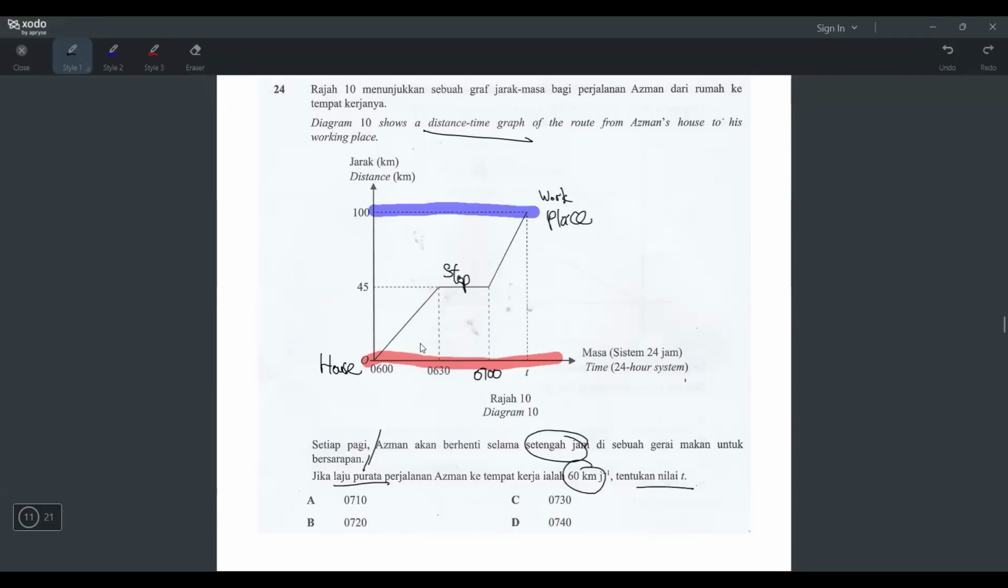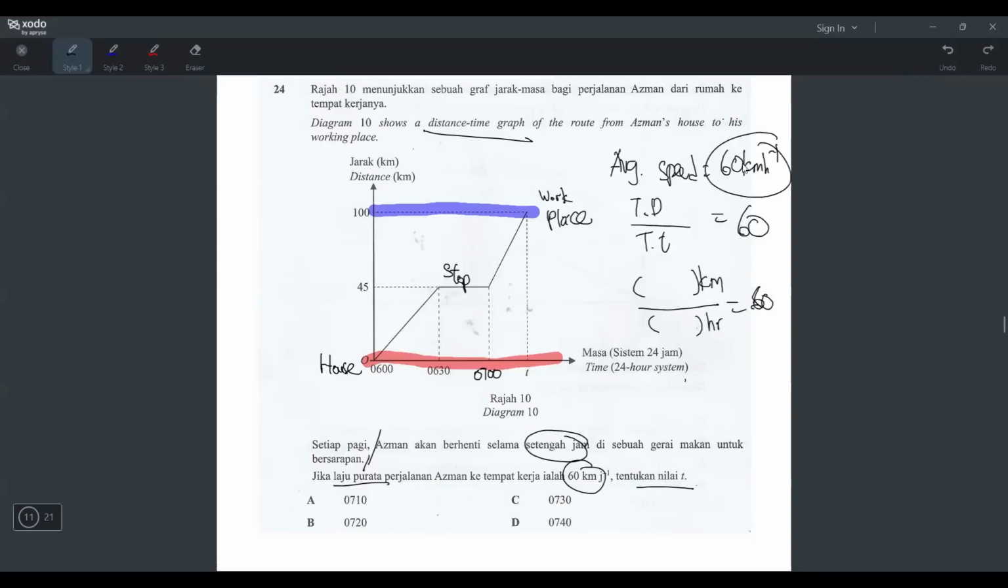So what is laju purata? Average speed. So if they say average speed is 60 km per jam, it means the total distance bahagi total time will be 60 lah. Because that's the formula for average speed. Total distance over total time. Tapi you kena match the unit. The total distance must be in kilometer, total time kena in hours. Sebab then only because the 60 is in kilometer per hour. So your unit here, distance has to be kilometer, this one in hour also.